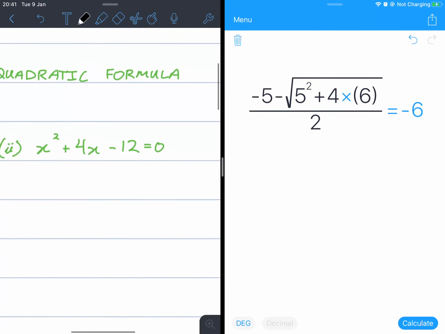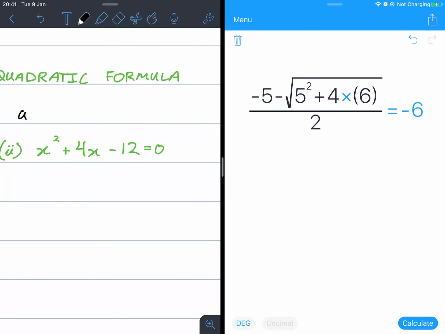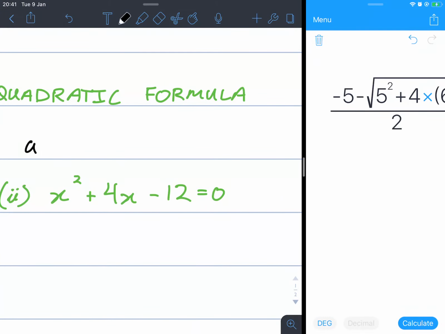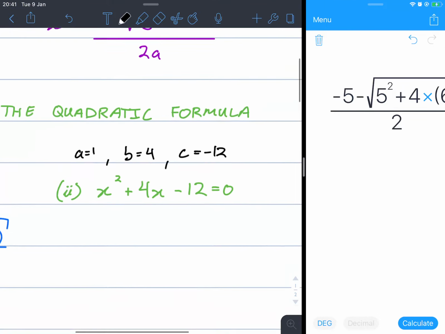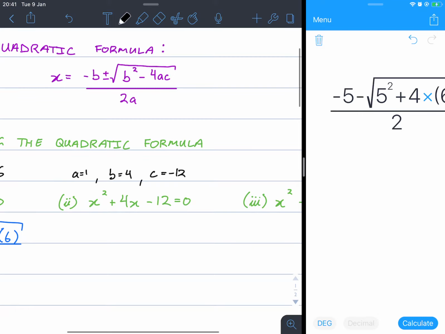Here we go. Oops, let me move this here. a is 1, b is 4, c is negative 12. It's very important that we keep the same signs for the numbers.